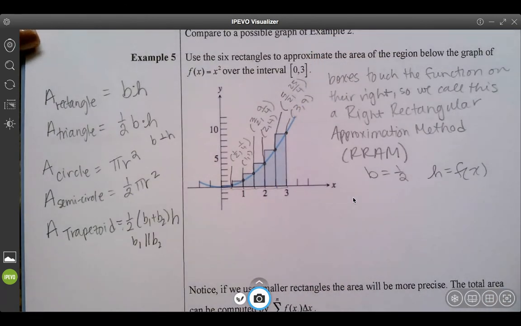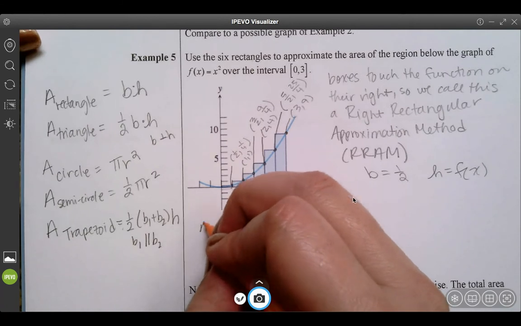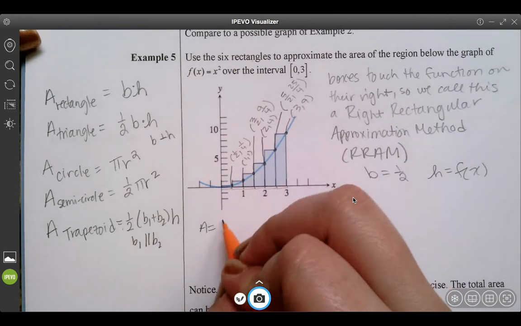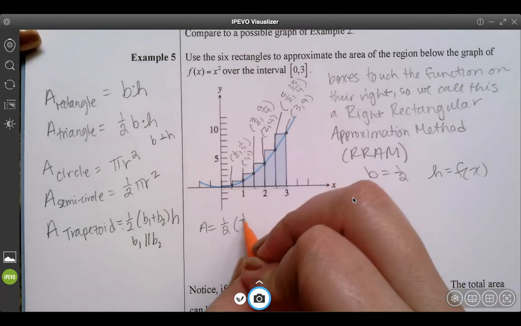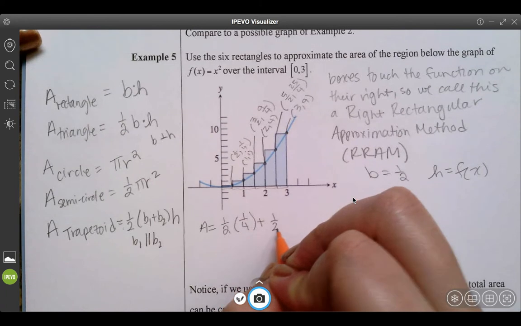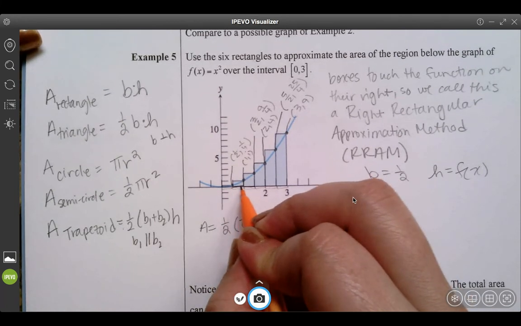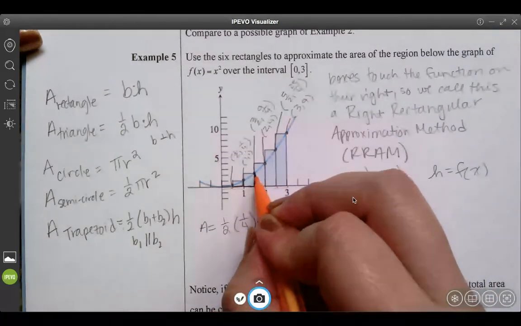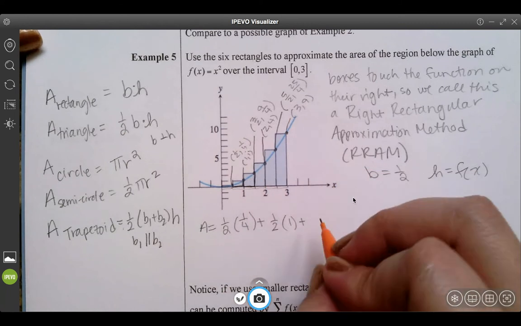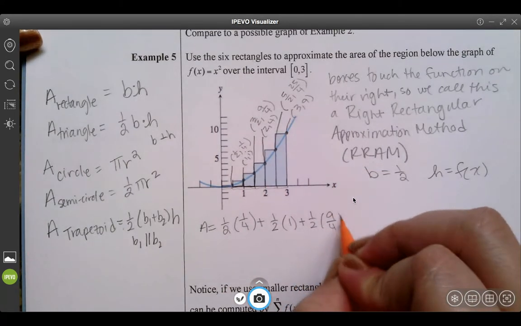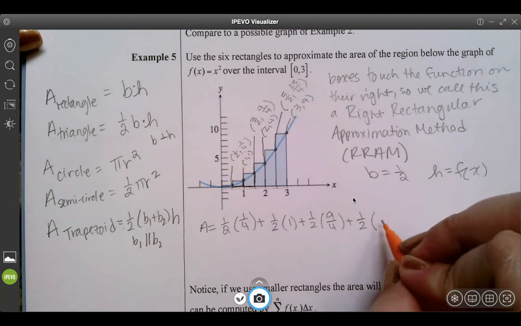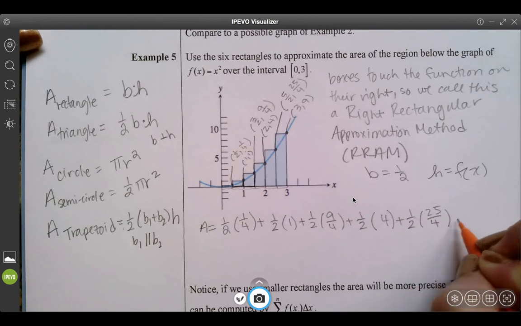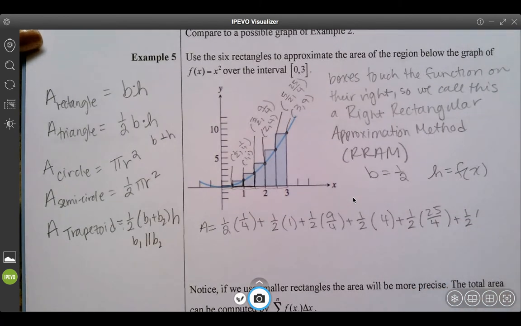Okay, so now that I've evaluated all of those points, I can find the area. Area equals base times height plus base times height, and I'm going to do that for each of these 6. So the base is 1/2 times the height is 1/4, plus, again, my base is 1/2, and my height is 1, plus now my base is 1/2 and my height is 9/4, plus a base times height plus base times height. I'm just looking at the y values here, and the base is the same for each of them.